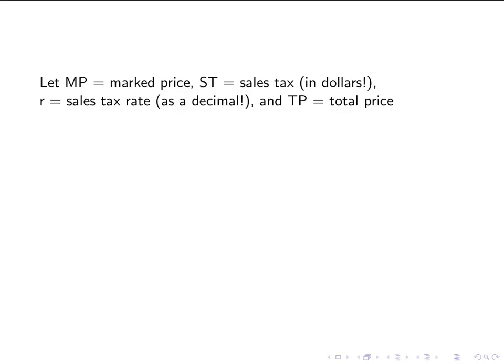Now the sales tax rate is usually given as a percentage, and we're going to need to change it to a decimal. And remember, percent means per 100, so we're going to take something like 5% and divide it by 100. And then TP is total price. That is the price after the sales tax.